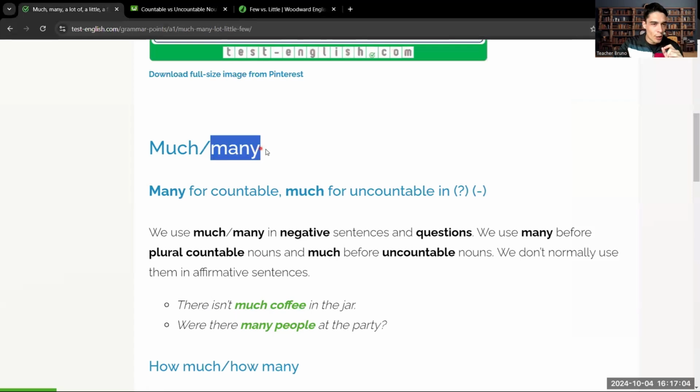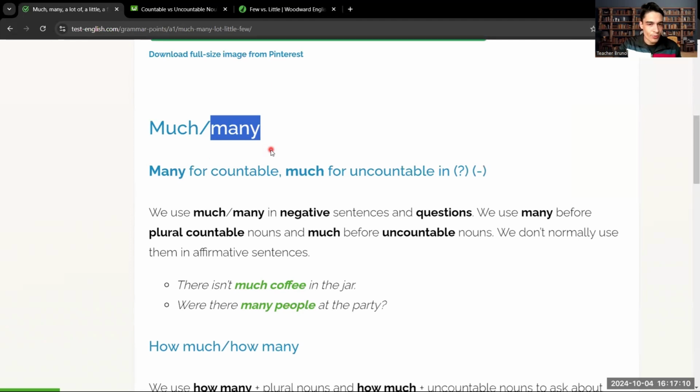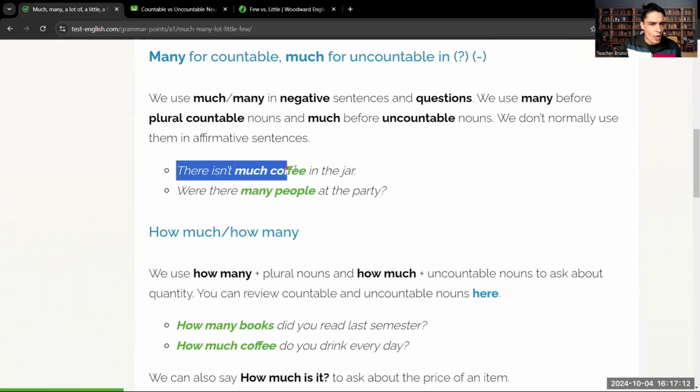With that in mind, let's return to our previous page. So much is used for uncountables and many is used for countables. There isn't much coffee. Coffee is made of small pieces, uncountable. Were there many people? People is the plural of person. One person, two people, three, four, five. We can count. If there's a plural form, many.